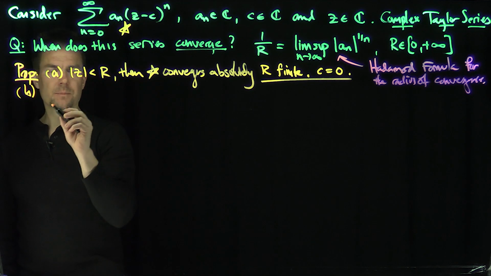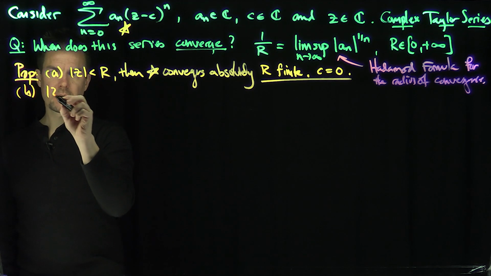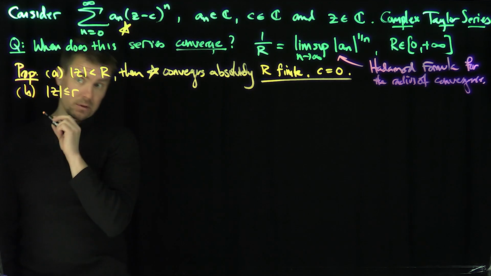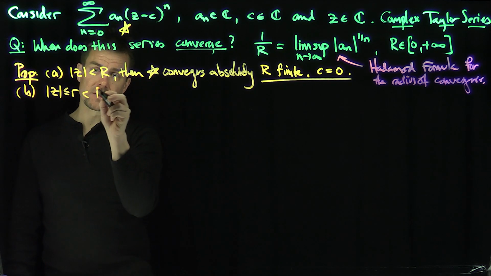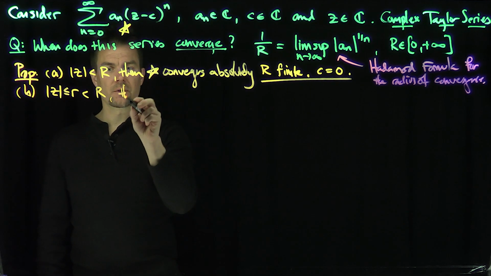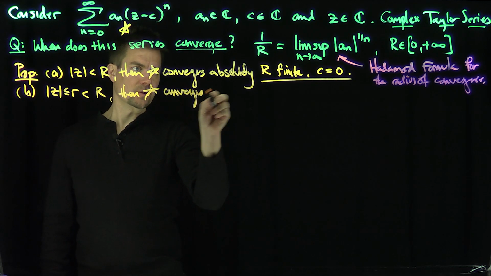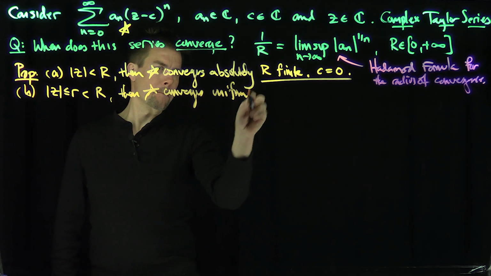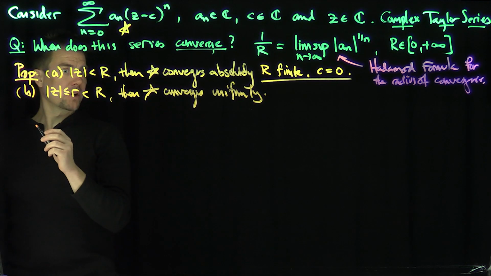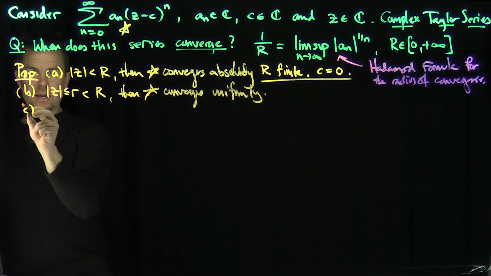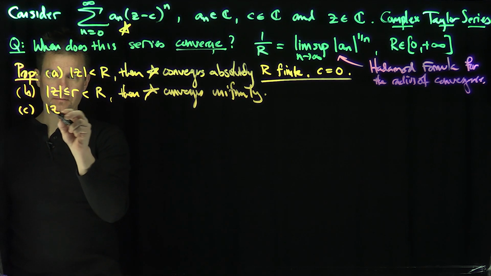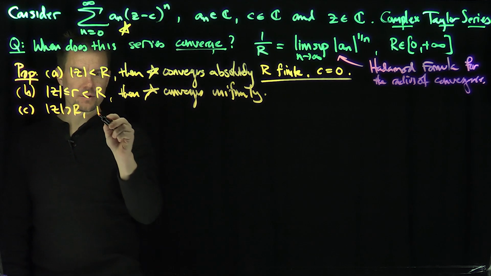Part B of this proposition says that if the modulus of z is less than or equal to a number little r, and that number little r is less than big R, then star converges uniformly. Beautiful. And the last part of this proposition, part C, says that if the modulus of z is bigger than R, then the series diverges, then star diverges.